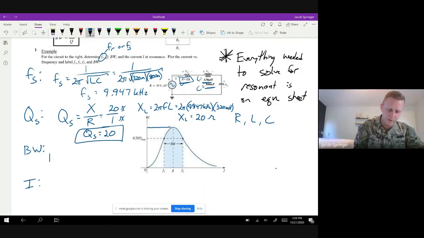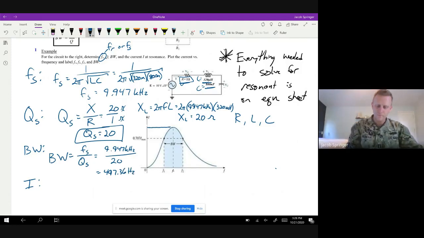What is the bandwidth? Once again, I see which terms I know. In this one, I know the resonant frequency, and I know the quality factor. So I divide 9.947 kilohertz over the unitless 20, and I get 497.36 hertz.